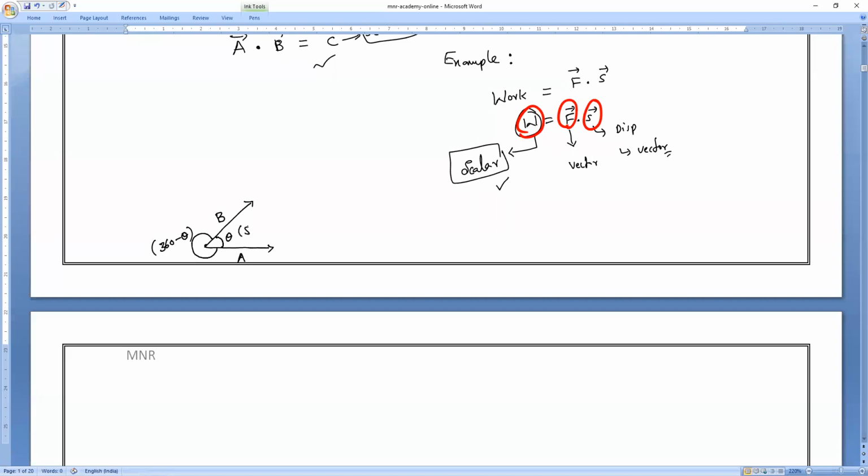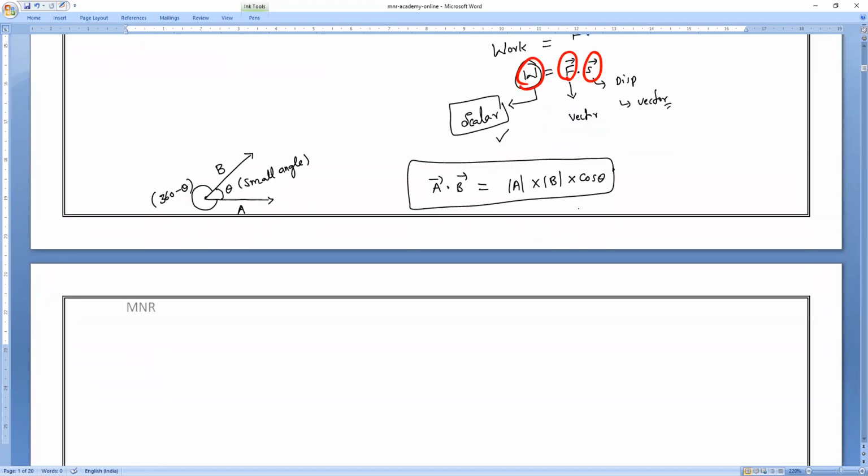All of you remember, always we have to consider the smaller angle, not the larger angle. That is what you have to remember. So what is the product actually? We already studied the dot product formula, even in previous classes. So the product of two vectors, tell me, what is the formula? Mod A into mod B into what? Cos theta. Right or wrong? All of you remember?